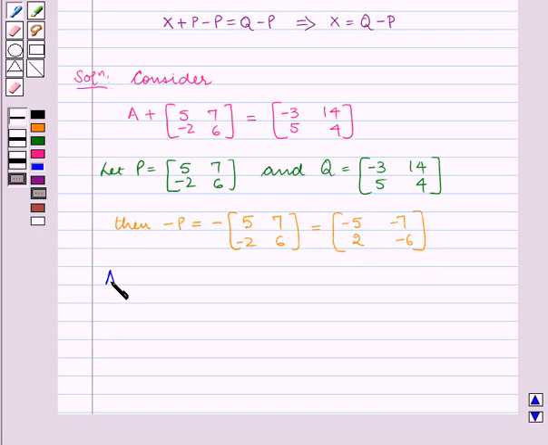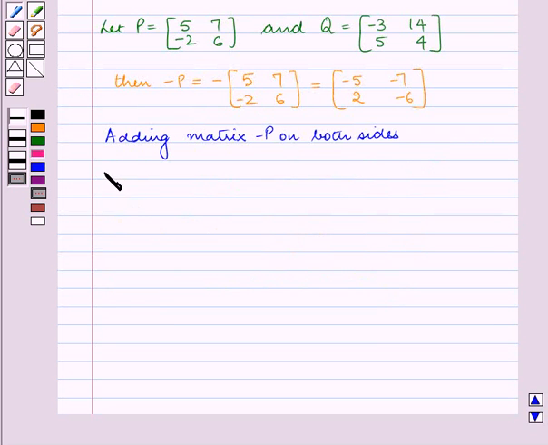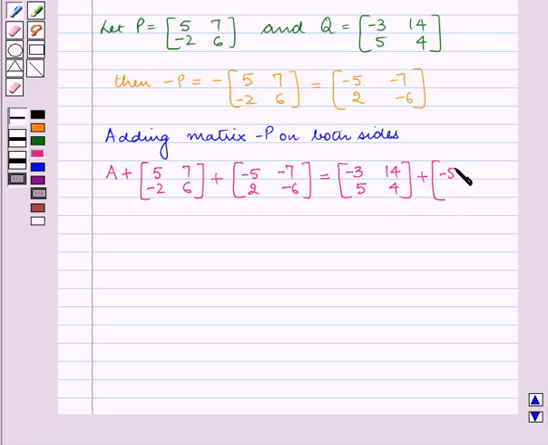So now adding matrix minus P on both sides of the equation, we have A plus the matrix containing elements 5, minus 2, 7, 6, which is P, plus the matrix containing elements minus 5, 2, minus 7, minus 6, which is minus P, is equal to the matrix containing elements minus 3, 5, 14, 4, which is Q, plus the matrix containing elements minus 5, 2, minus 7, minus 6, which is minus P.